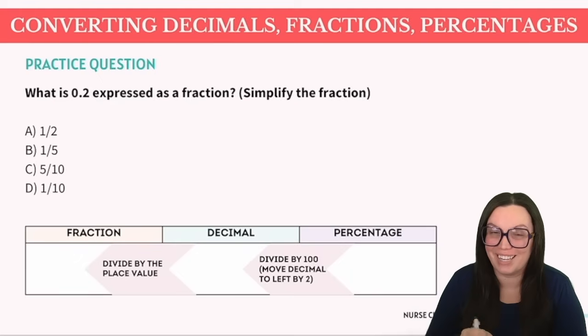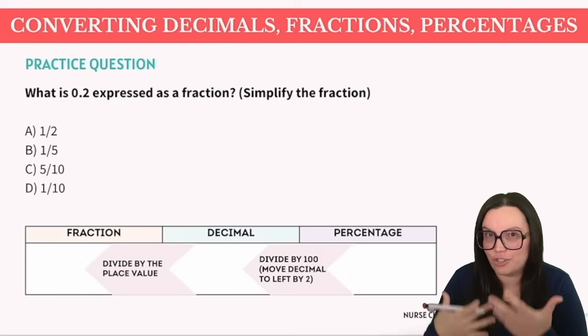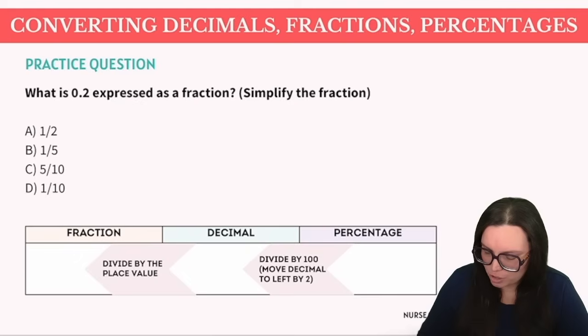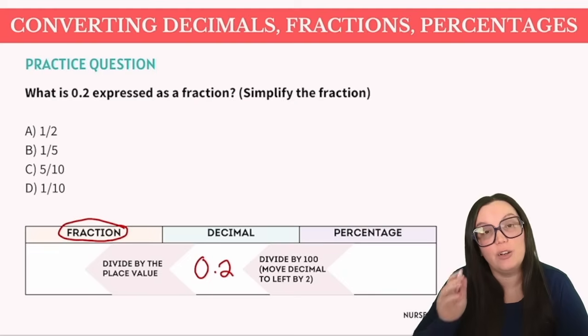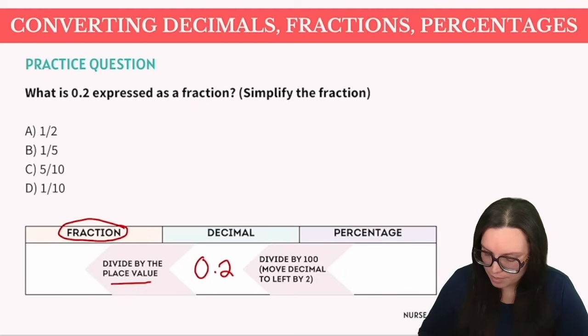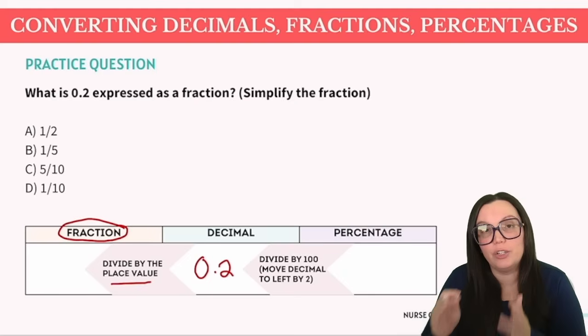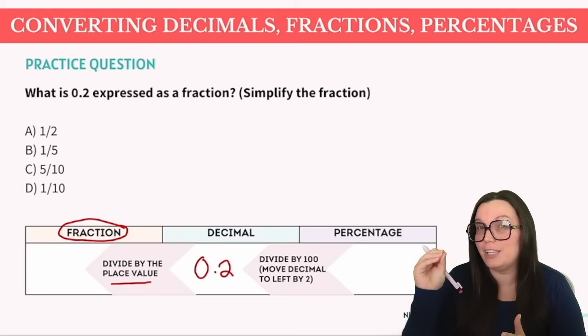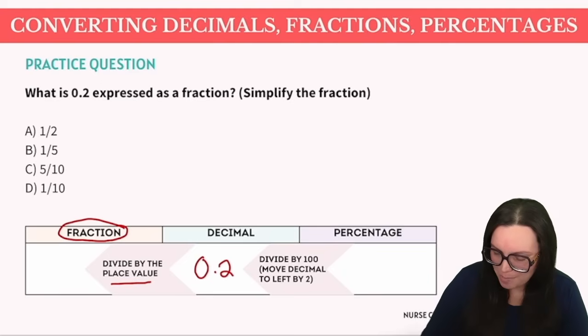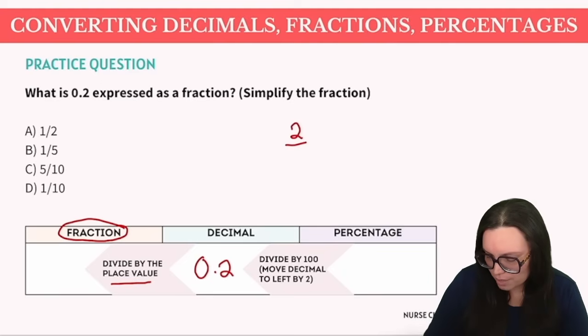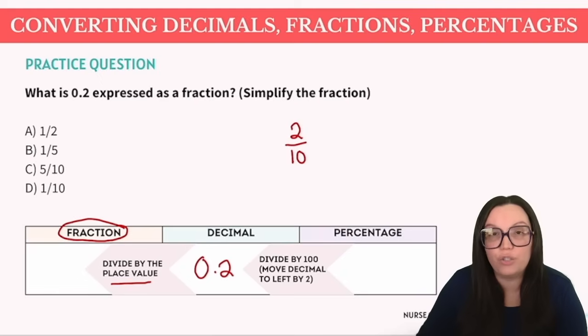What is 0.2 expressed as a fraction? Simplify the fraction. So we know we're going to have to do a little extra math to come up with our answer. So we start with 0.2. We know that for certain as our decimal, and we need to convert to a fraction. In order to do that, we're going to divide by the place value. So as we learned in decimals, that number immediately to the right of the decimal place is our tenths place. So that means that we are going to convert 0.2 to 2/10.